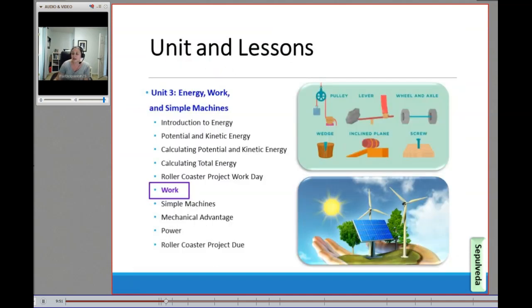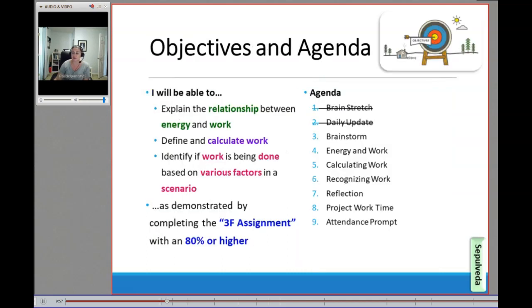With that being said, looking at our unit, we are chugging along. We're working towards the end. We just have to work on some simple machines and so on and so forth. Today we're going to explain the relationship between energy and work. We're going to define and calculate some work and identify if work is being done and various factors. So let's just see if work is being done.